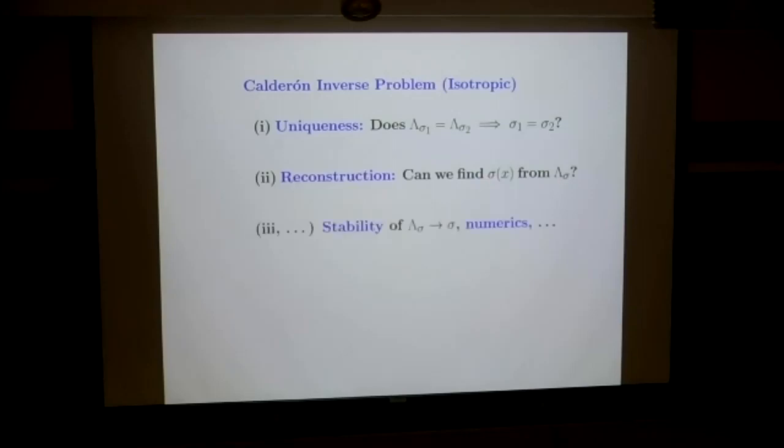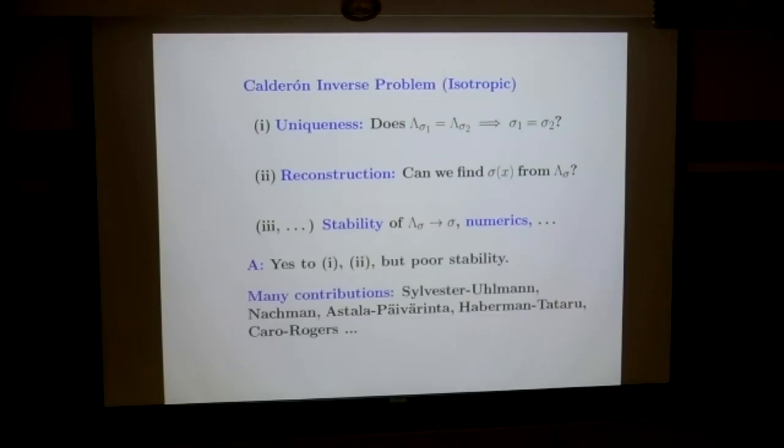And then associated with that, there are all sorts of other questions. There's a question about stability. If we have small mistakes in the measurement of lambda sigma, does that only contribute to a small error in sigma, or does it produce a large error? Numerical algorithms, etc. So there's been an enormous amount of work over the last 40 years in these problems. I can only name a few names. The answers to 1 and 2 are basically yes, at least under some regularity assumption on sigma.